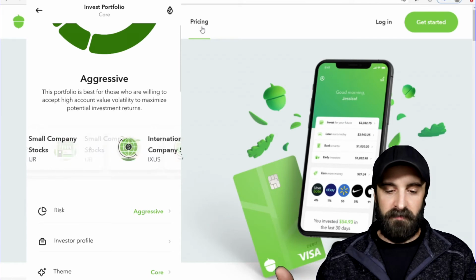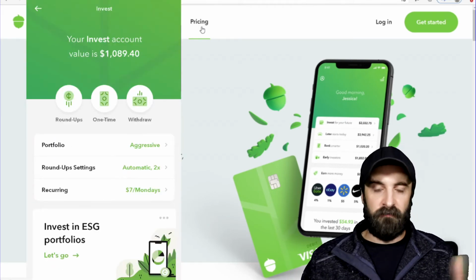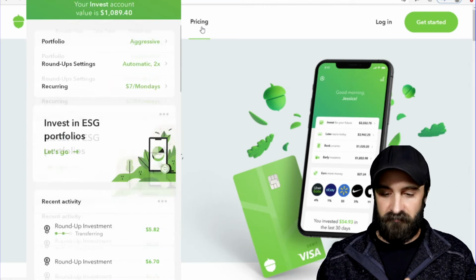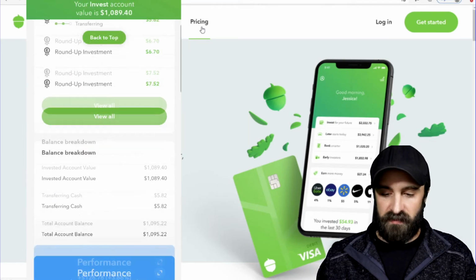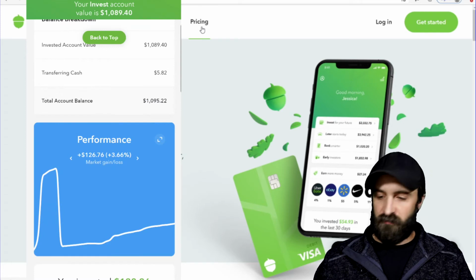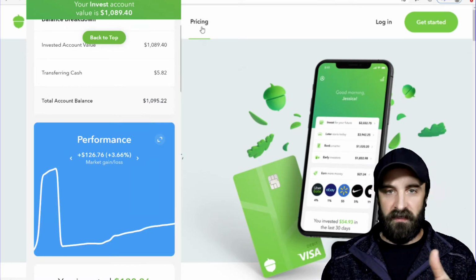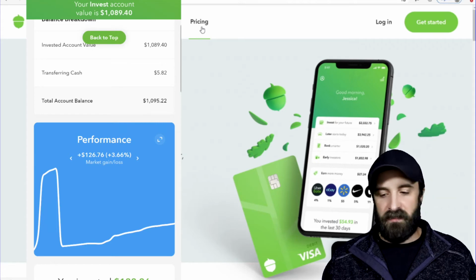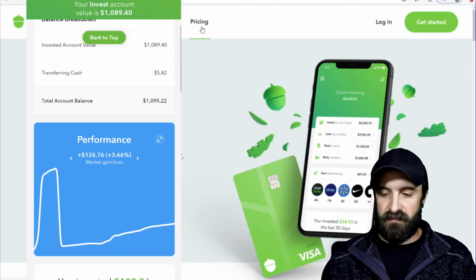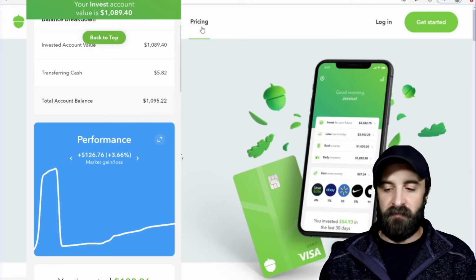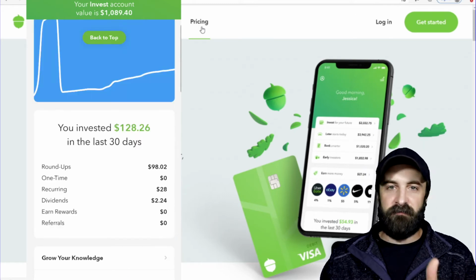So if we scroll down from the top here, you can see the recent activity. You can see a balance breakdown and a performance chart, which is kind of cool because then you can see how yours is actually growing. Mine has a big spike in the beginning because I actually deposited some money and then I took it back out. So the rest of it has just been gains from the market and my deposits. So it shows you what you invested for the past 30 days.